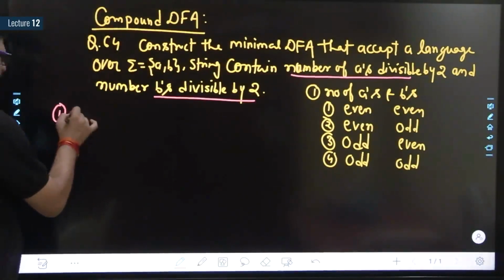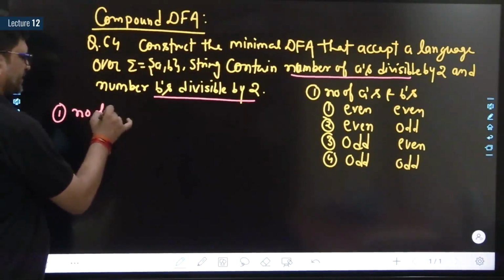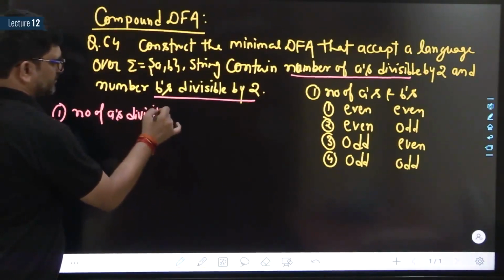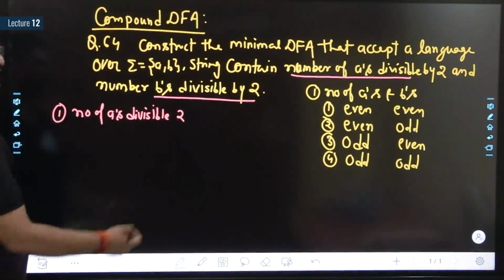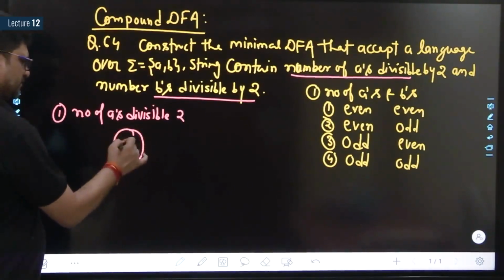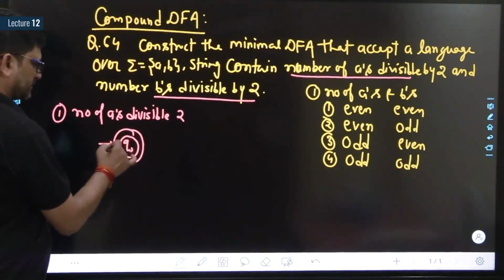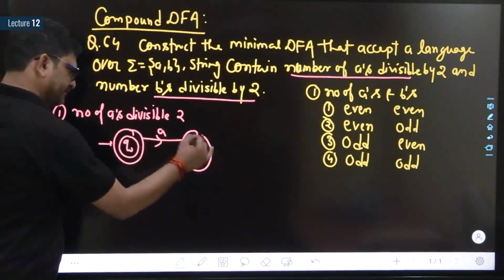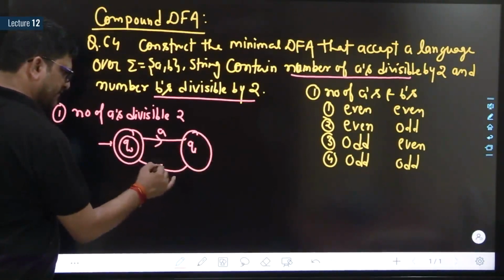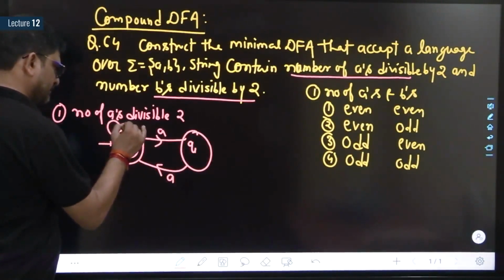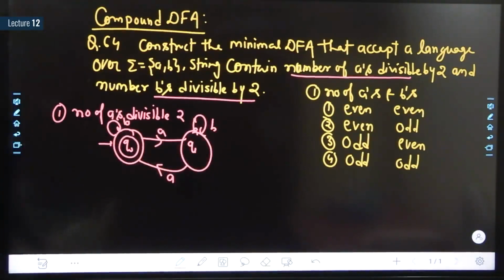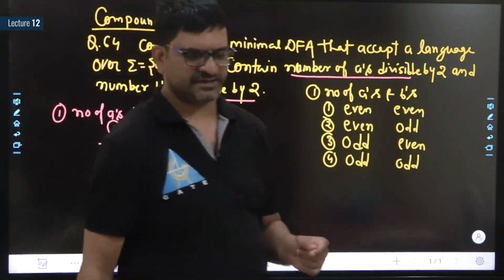First, number of A's divisible by 2, or even. Q0 on A goes to Q1, Q1 on A goes back to Q0, and any number of B's stays in the same state. This is the DFA for number of A's divisible by 2.